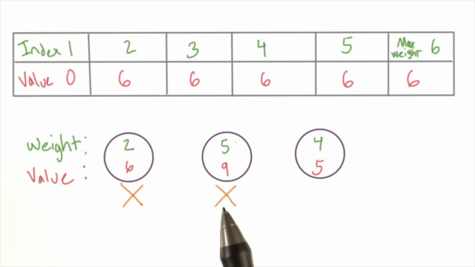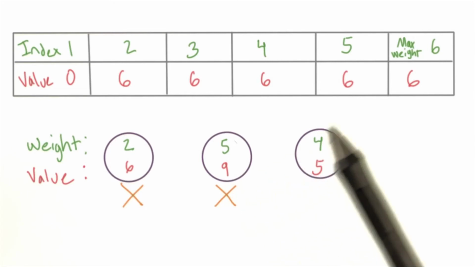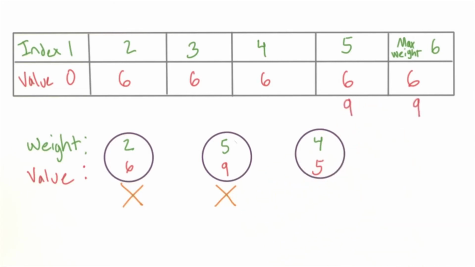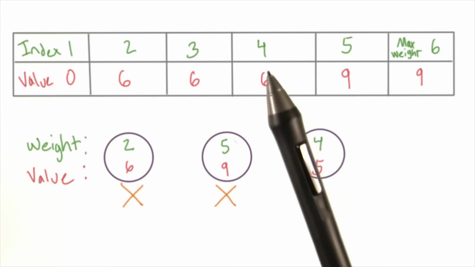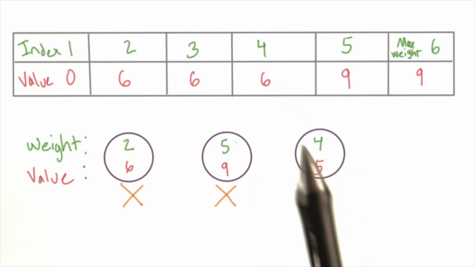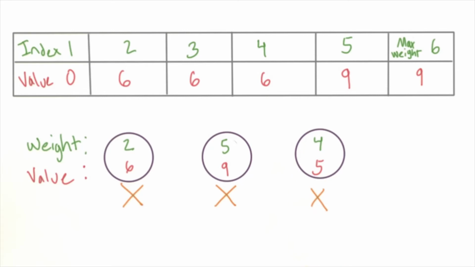We look at the next object. Again, we can't change anything until index 5. The value of this object is bigger than the max, and it takes up the whole weight, so we replace the max value for weights 5 and 6. For the last object, the first thing we could possibly change is index 4. This value is less than that one, so we leave it alone.